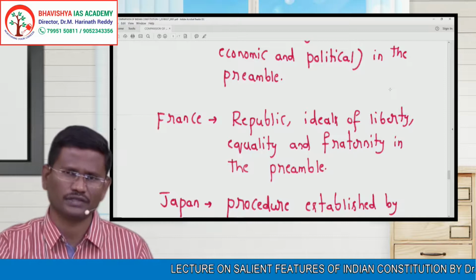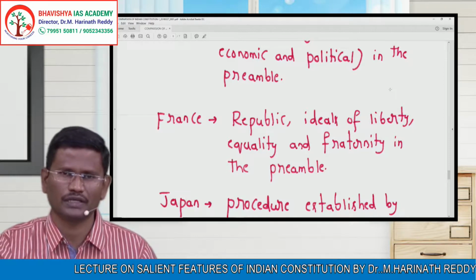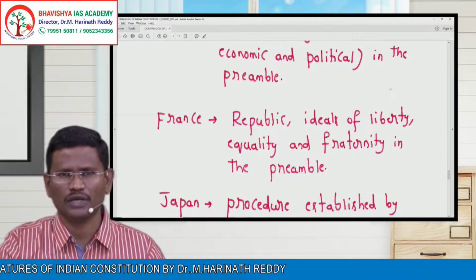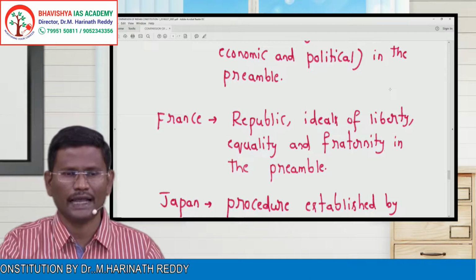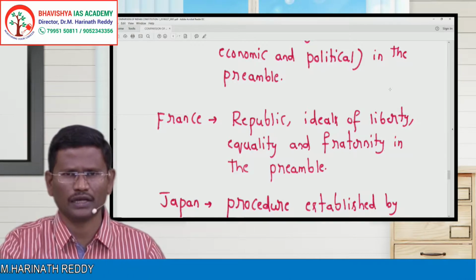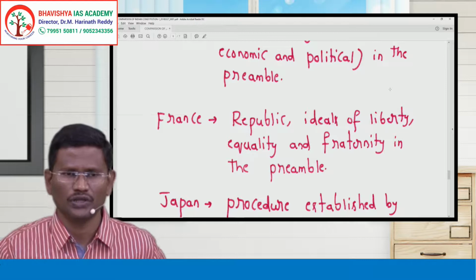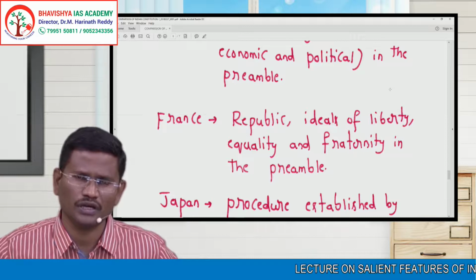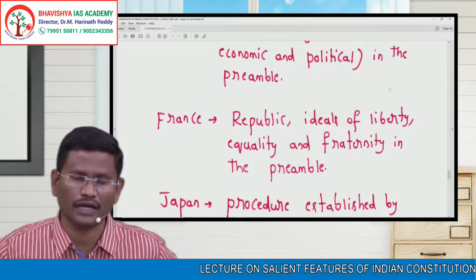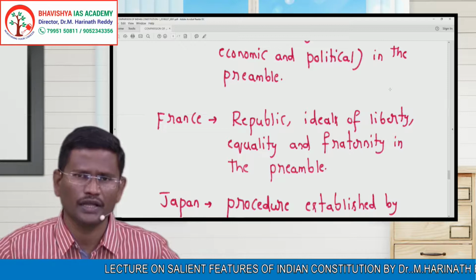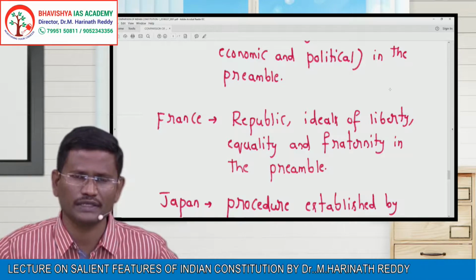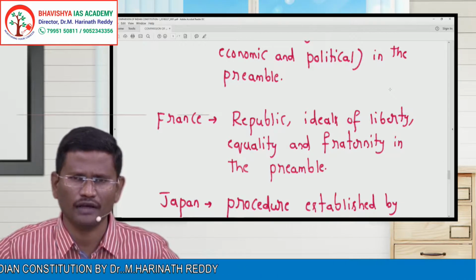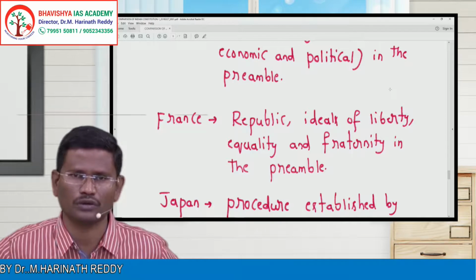And then if you take France, the idea of republic, Indian constitution is a republican constitution. So what do you mean by a republic? The head of the state is elected. He could be directly elected or indirectly elected. France is a republic. USA is a republic. India is a republic. But in France, the French president, who is the head of the French nation state, is directly elected. In India and in America, the president is indirectly elected by an electoral college, but they are elected. So a constitution where the head of the nation state is elected is a republican constitution.